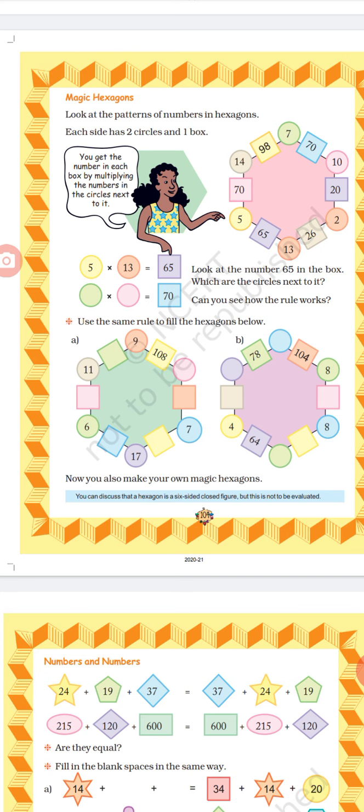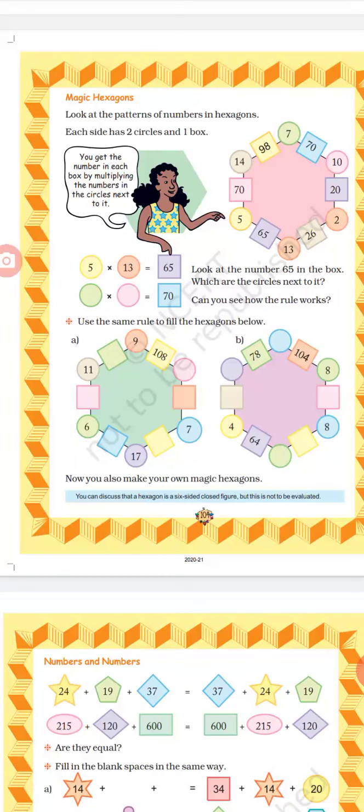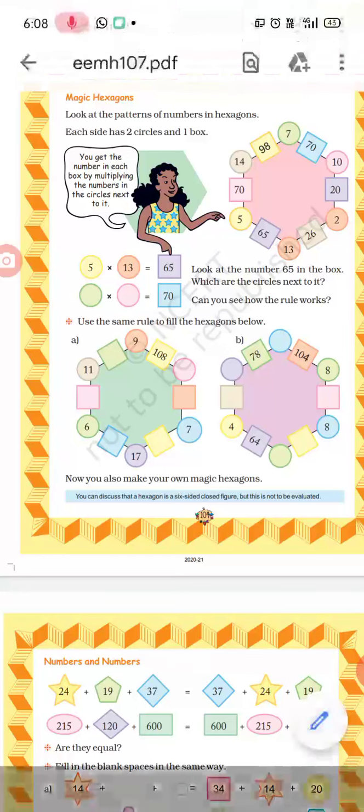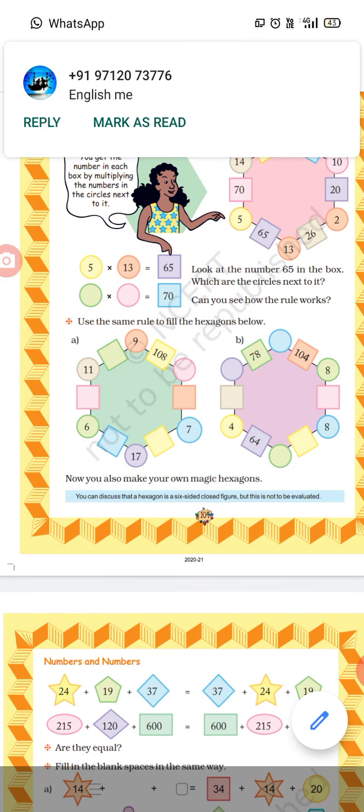Let's do it. Before we go ahead, here 13 fives are 65, that is written here in the hexagon. In the second one, two circles are blank, empty, so let's fill them. According to you, what should we multiply to get 70? 7 tens are 70, right? It is already given on the upside of the hexagon. Okay, so we now came to know how the rule works, so let's do it. Here in the exercise, use the same rule to fill the hexagons below.